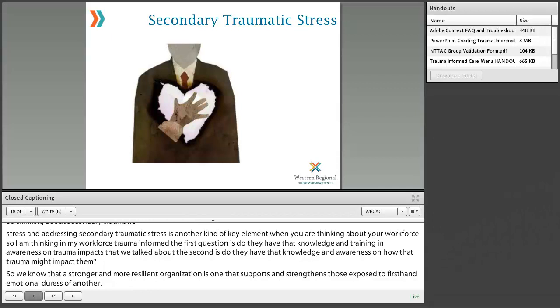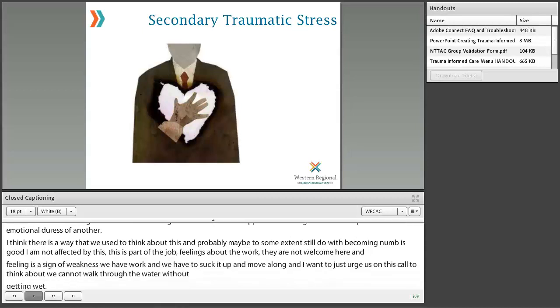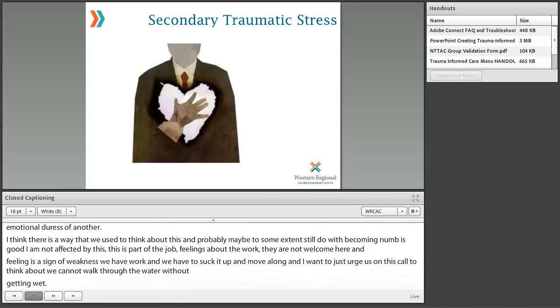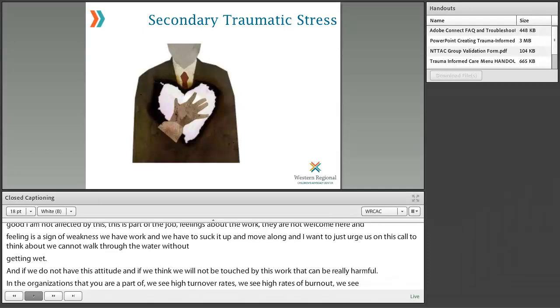And I want to urge us on this call to think about, we cannot walk through the water without getting wet. And if we have this attitude, if we think that we won't be touched by this work, that can be really harmful. In the organizations that you all said you're a part of, we do see really high turnover rates, right? We see high rates of burnout. We see high levels of stress. It impacts our ability to do the work to the best of our ability. And so there is a need to address the emotional impact of this work so we can better serve our children and families.